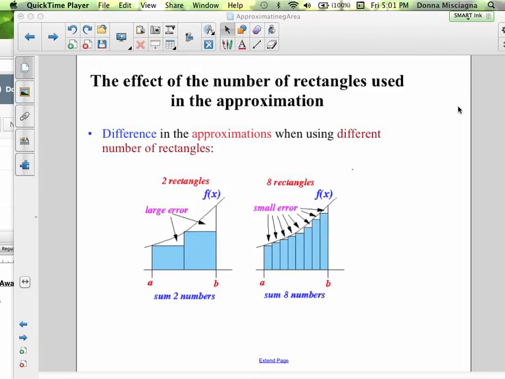The effect of the number of rectangles used in the approximation. Difference in the approximations when using different number of rectangles. So here we see 2 rectangles. We're summing up 2 numbers as opposed to 8 rectangles. So with 2 rectangles, there is a much larger error. 8 rectangles has a smaller amount of error. Right? It's much better approximation with more rectangles.